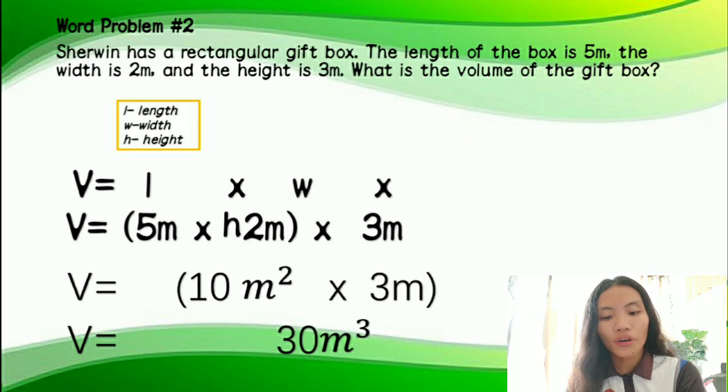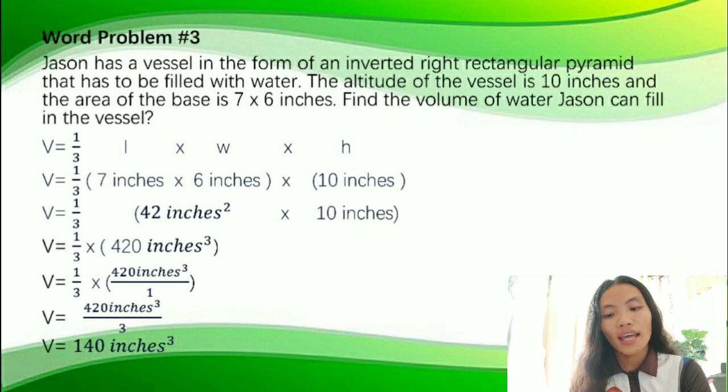And for word problem number 3, Jason has a vessel in the form of an inverted right rectangular pyramid that has to be filled with water. The altitude of the vessel is 10 inches and the area of the base is 7 by 6 inches. Find the volume of water Jason can fill in the vessel. So, the formula for a rectangular pyramid is volume equals 1/3 times length times width times height.